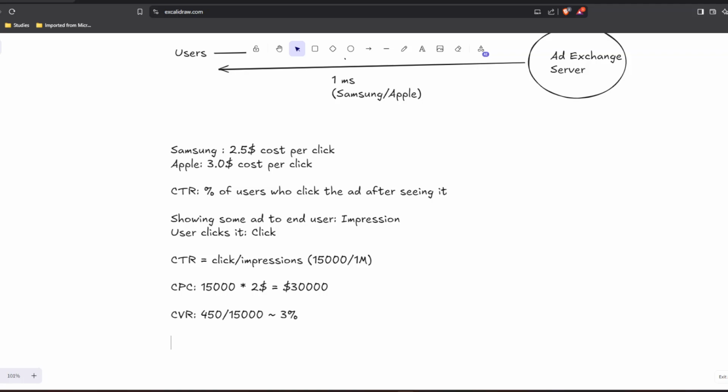And whatever my profit is, suppose it is a $600 smartphone. So 450 conversions times $600, that is like $270,000. And my cost was $30,000. So this is how ROI and everything is being calculated.